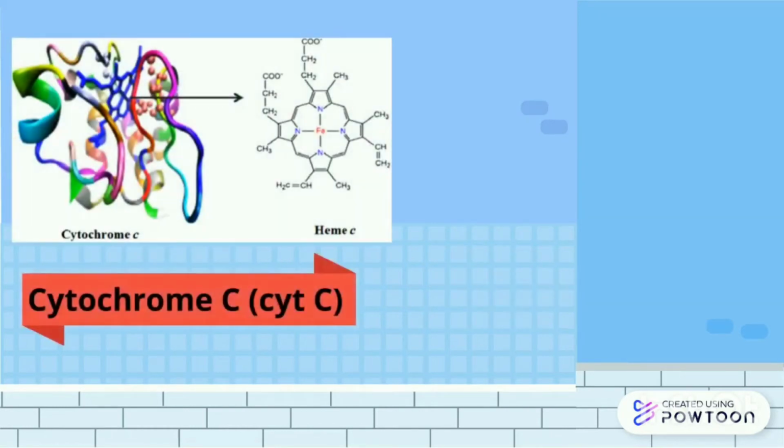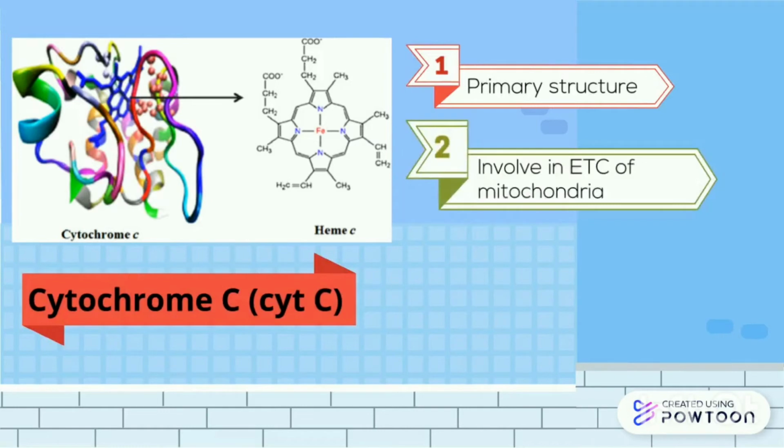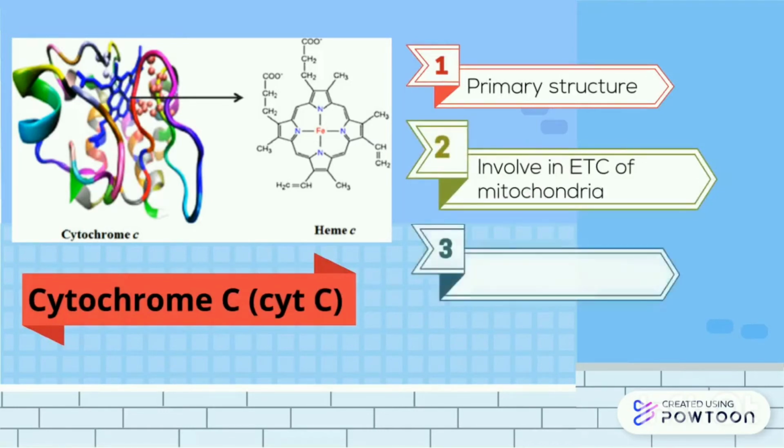Cytochrome C has a primary structure that consists of about 100 amino acids. It is functionally involved in the electron transport chain of mitochondria as an electron carrier from one complex to another.